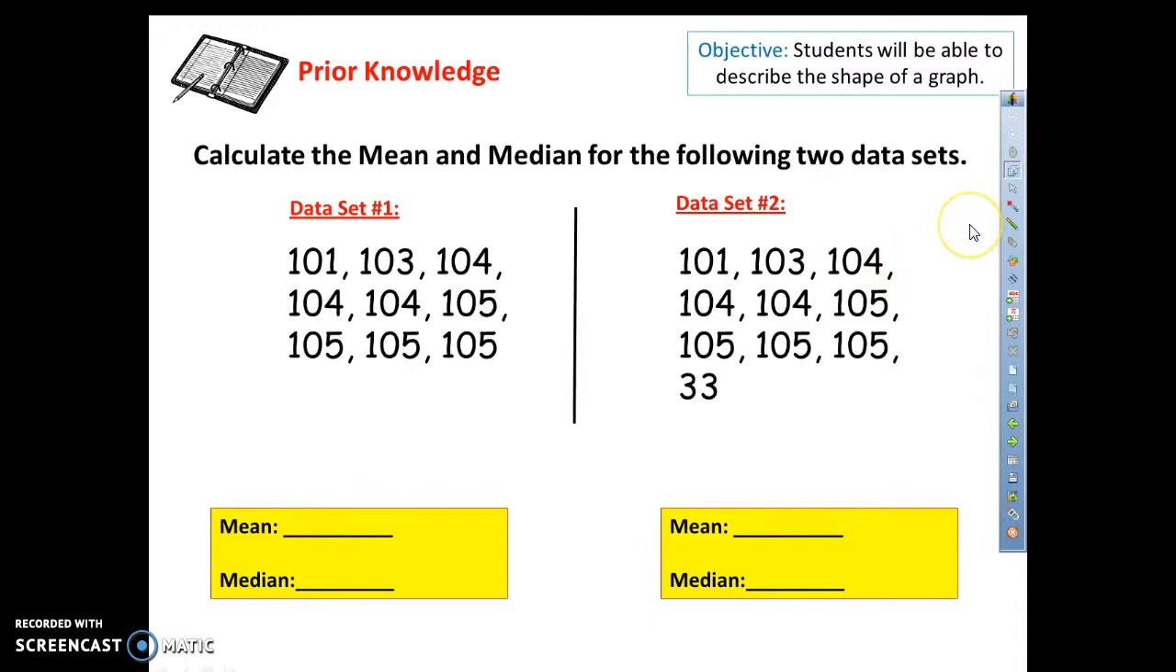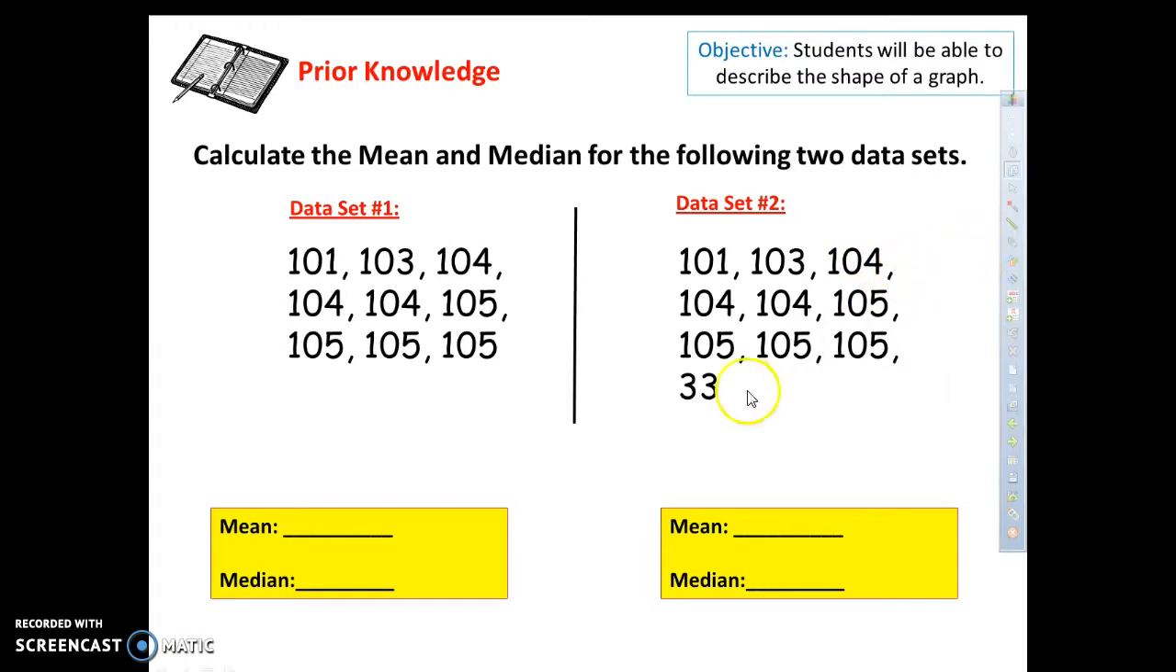For your prior knowledge, I would like you to go ahead and calculate the mean and the median of these two data sets. You don't have to copy down these data sets, but in your prior knowledge, go ahead and calculate the mean and the median. I'll pause the video and let you do this right now.